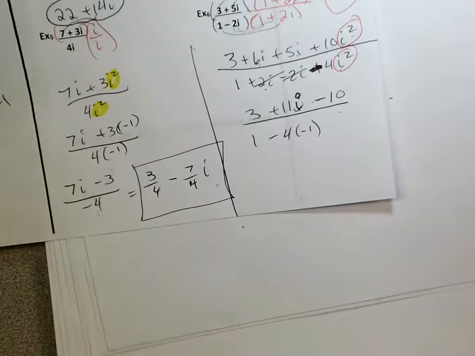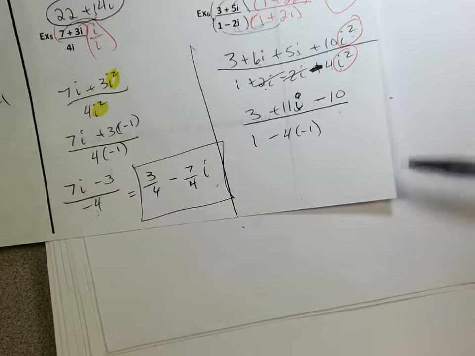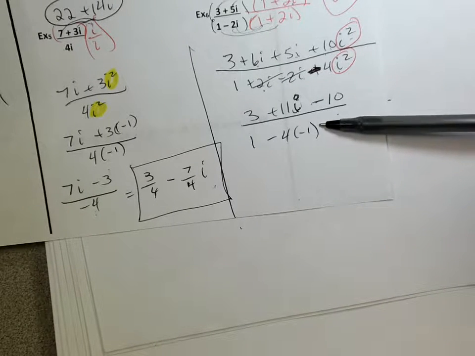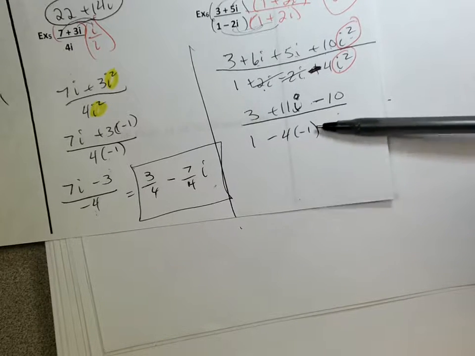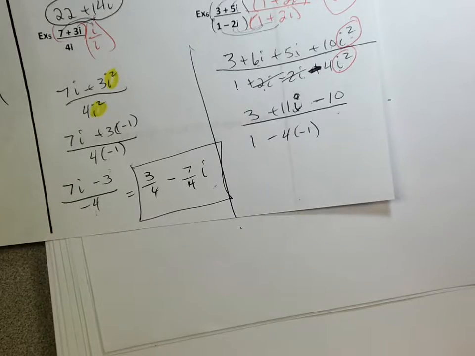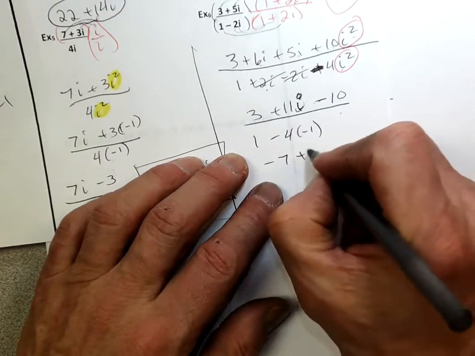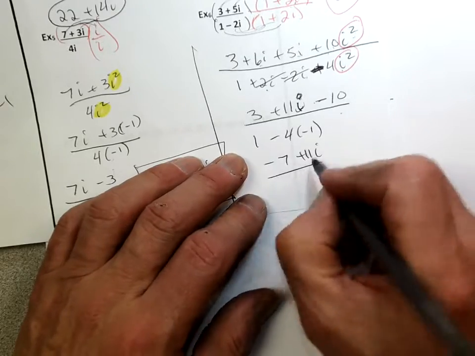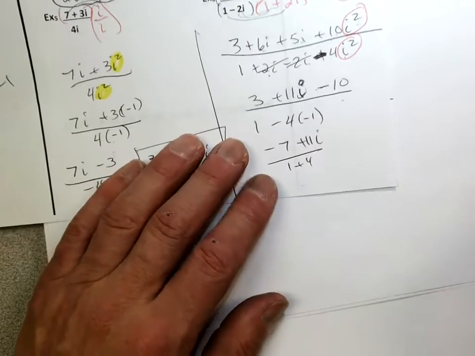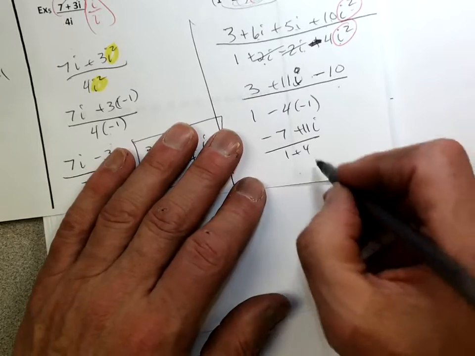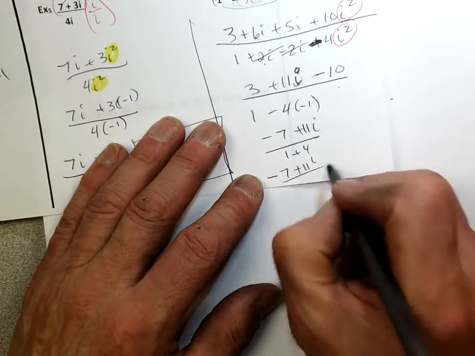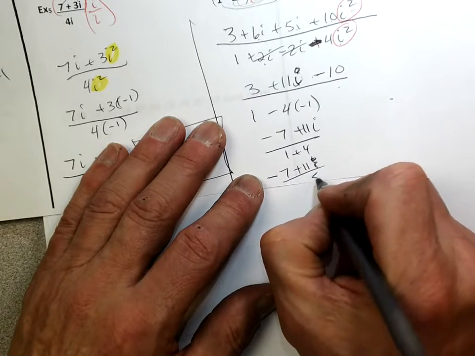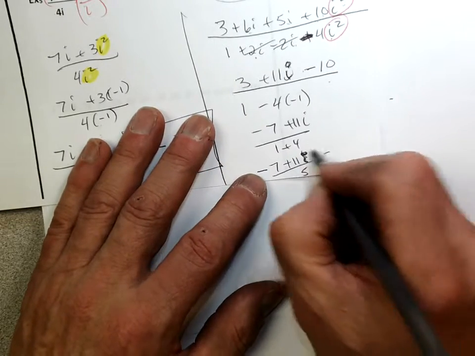Now all of a sudden if I look at it, I'm not done yet, but the i's are gone on the bottom, which will be positive 4. Yeah, and Marie's right, but before I go any further, what I've done at this point is the i's are gone from the bottom, aren't they? Which is what I wanted to accomplish. There's no i's on the bottom. So let me finish this up. I would have a negative 7 plus 11i over 1 plus 4. So that's just 5, right? So I have a negative 7 plus 11i all over 5. Am I going too fast?